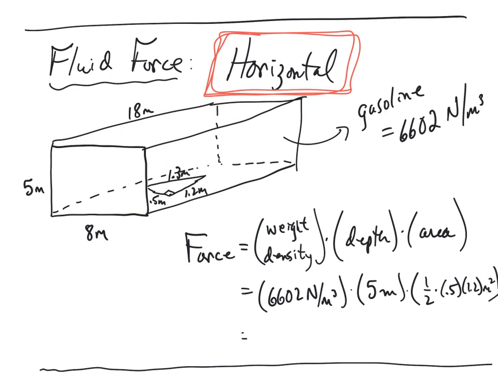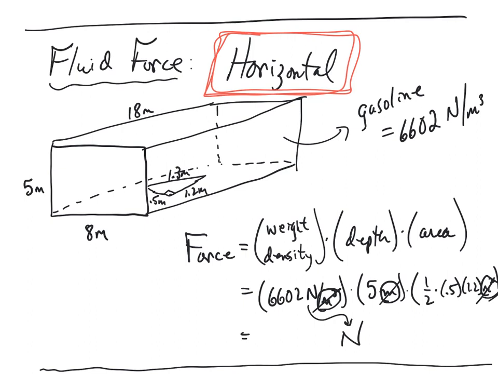Okay. And then please notice, before I punch out the math for everybody, that the cubic meters in the denominator of the weight density would cancel with the meters and meters squared from the depth and the area. So the cubic meters in the weight density cancel with the meters and meters squared from the depth and area, and therefore our only label left is newtons.